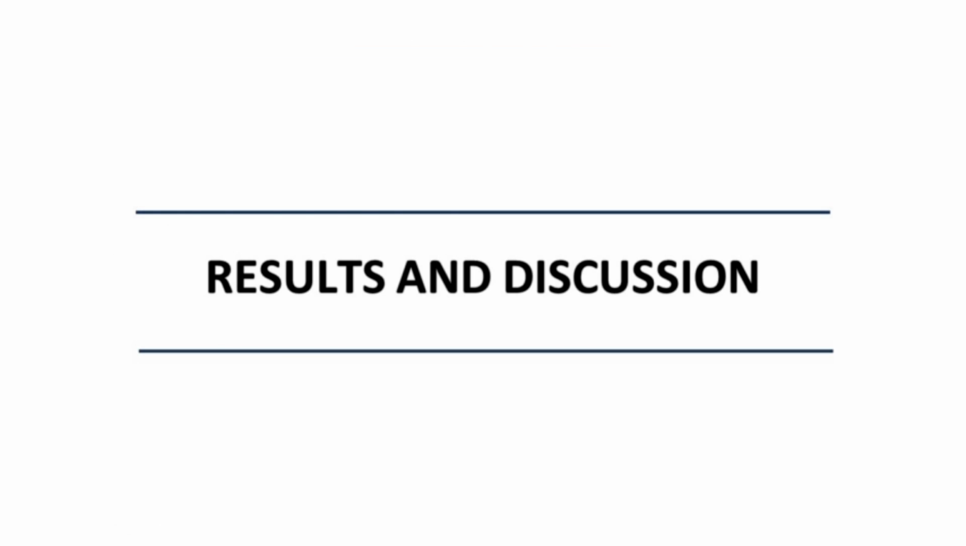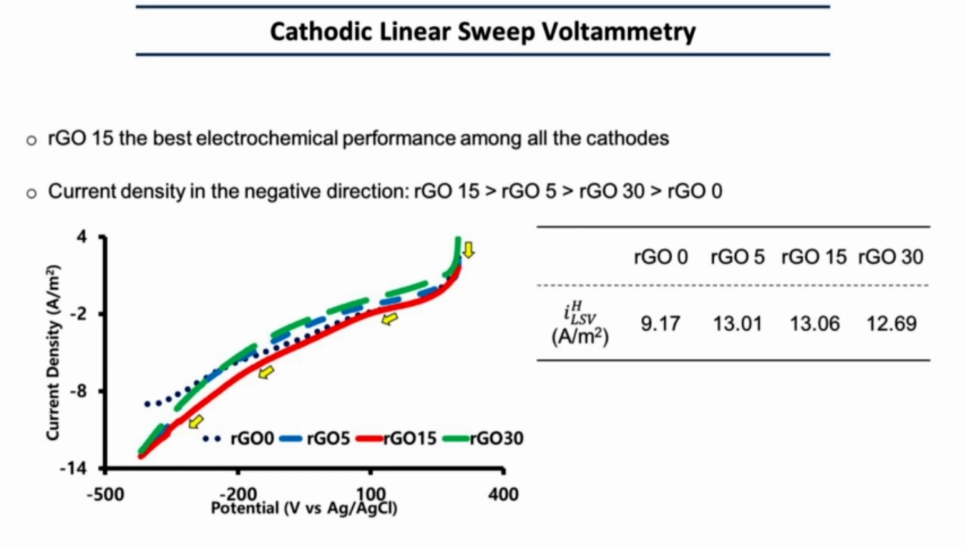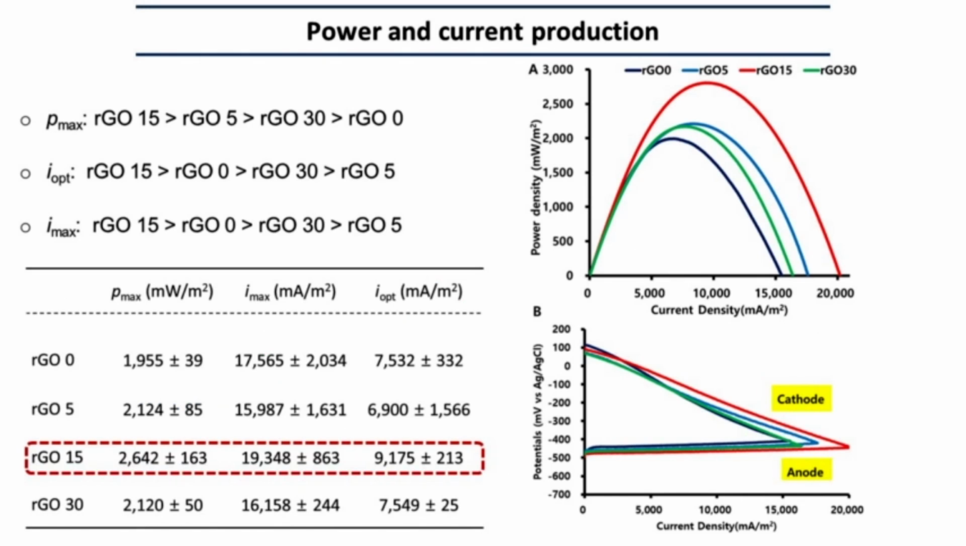Results and discussion. First, the cathodic linear sweep voltammetry test. RGO 15 showed the highest electrochemical performance in all cathodes. As for the current density measured by LSV, RGO 15 was the highest, 13.08 ampere per square meter, followed by RGO 5, RGO 30 and RGO 0. RGO 0 having no RGO showed the lowest performance.